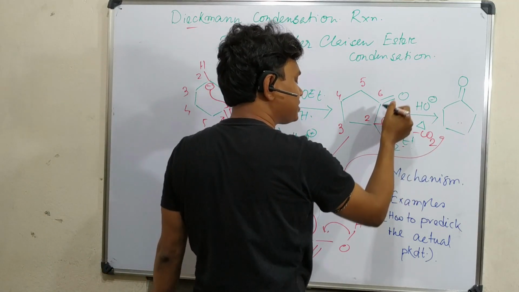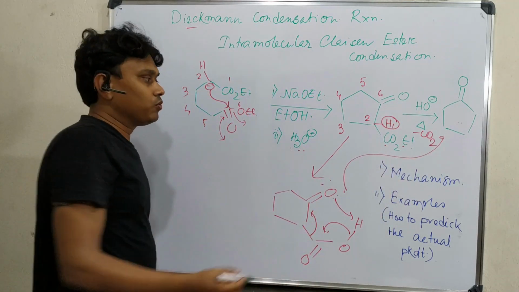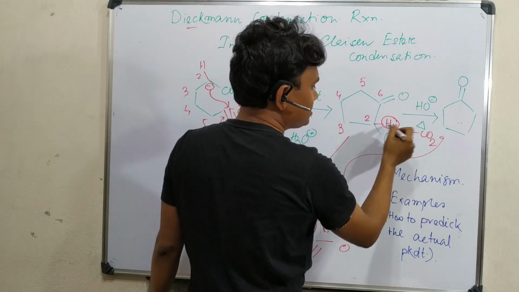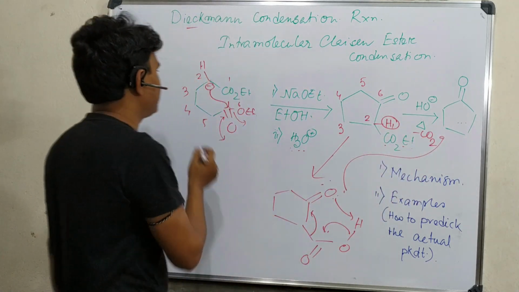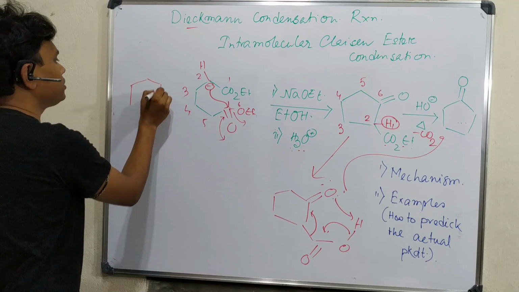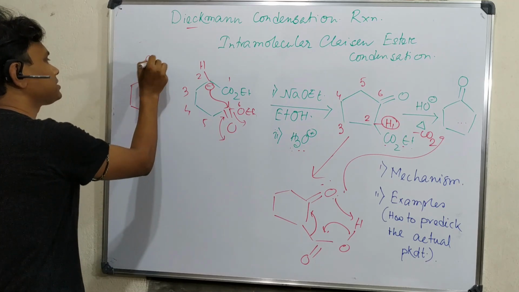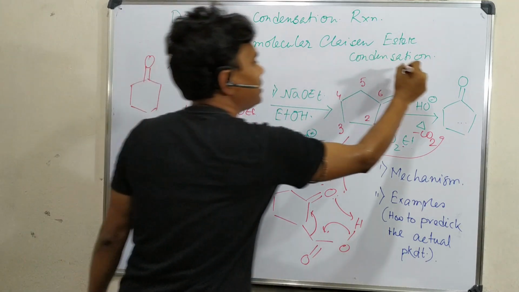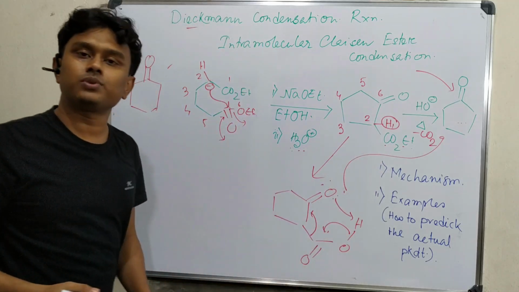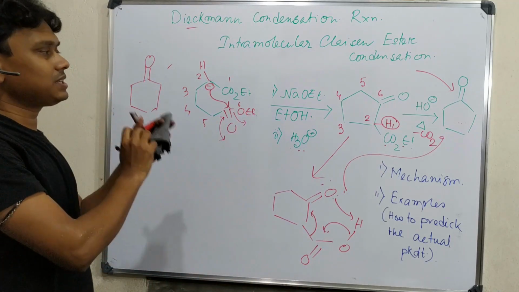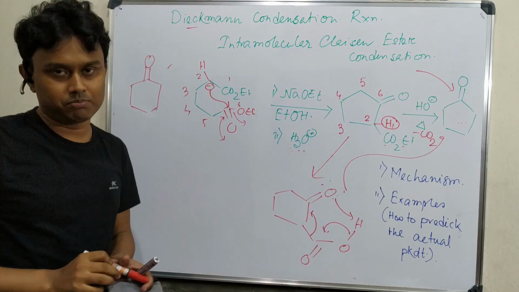Okay, first of all you can see a 1,3-dicarbonyl compound with a 5-member ring, and this decarboxylation may result in a 5-member ring. So actually what we are doing is converting this cyclohexanone ultimately to cyclopentanone using this strategy. Okay, so this is the strategy. So let's discuss some other examples.